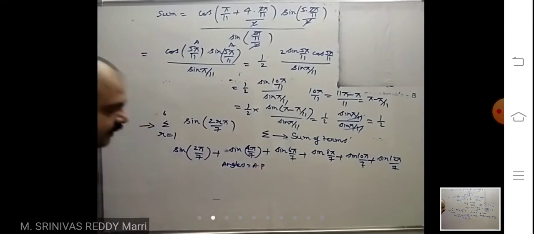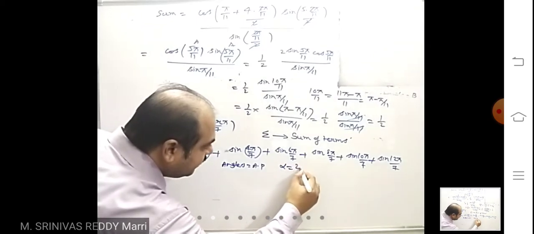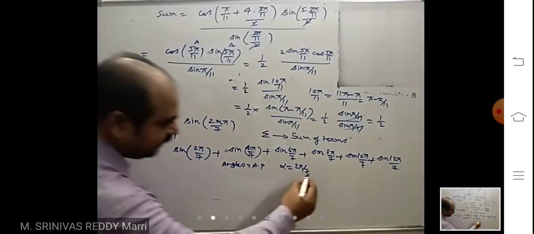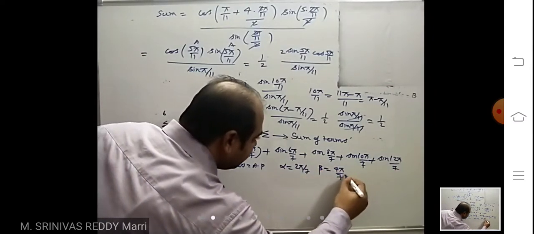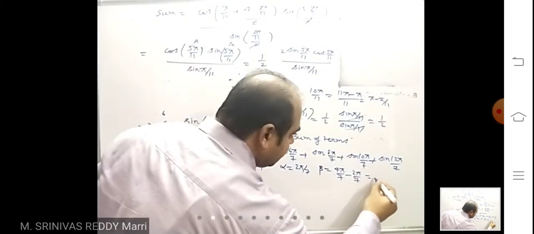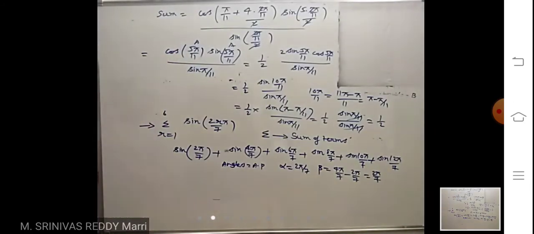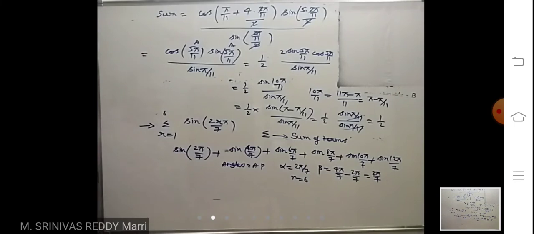Angles are in AP. Right? Now alpha is, if you are doing by this method, 2 pi by 7, the first angle. Beta is nothing but the second angle minus the first angle, the common difference, that is 2 pi by 7. Now n is how many terms are there? 6. N is 6. So what is the formula we have?